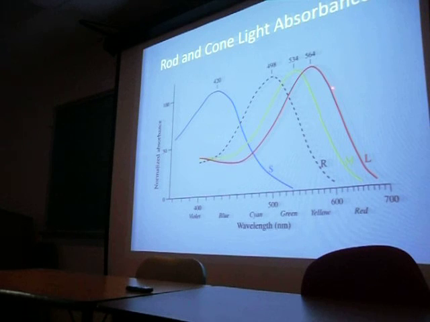Some things can see in the infrared higher up here. Some things can see in the ultraviolet, in the blue down here. Whales and dolphins have the same kind of cones we do, but they have additional mutations that shift the frequency into the ultraviolet so they can see underwater better.